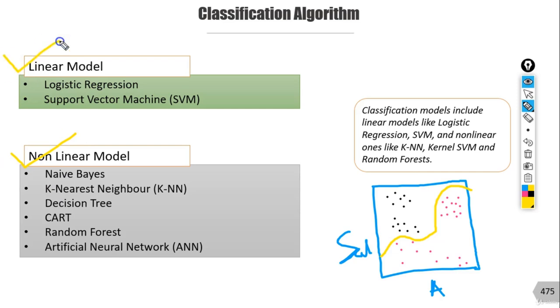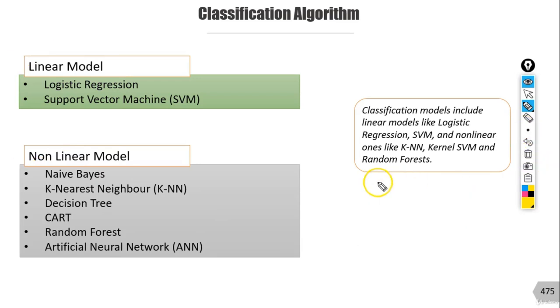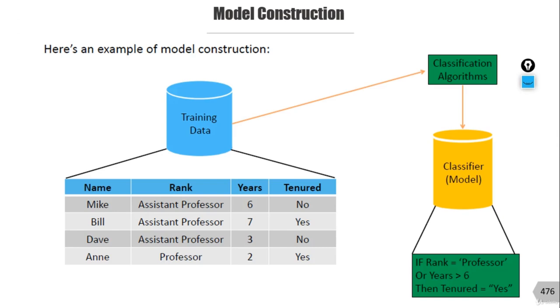So we need to learn both the things, linear as well as non-linear. First you can try with logistic regression. If you find a line and if you find good accuracy of your model, that's perfectly fine. But if you don't find that kind of line, then you have to try with this kind of non-linear line where probably you would get better accuracy. And we are going to learn each of these things one by one. So as I said, classification models include linear models like logistic regression, SVM, and non-linear like KNN, kernel SVM, random forest, and all those different algorithms.